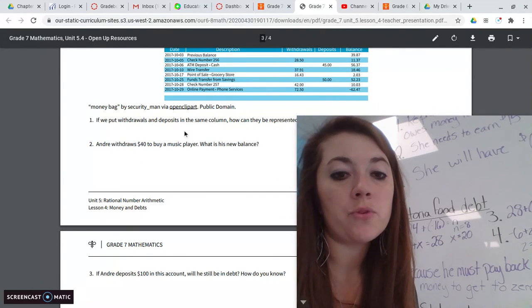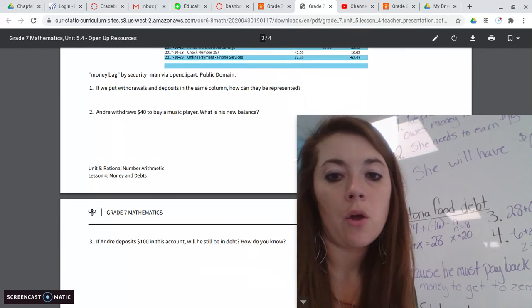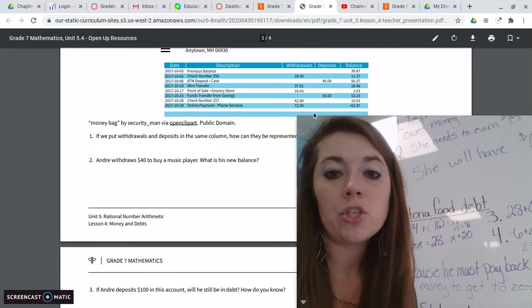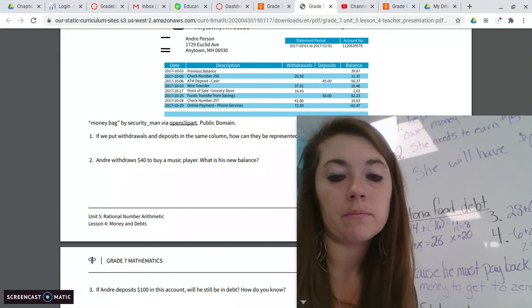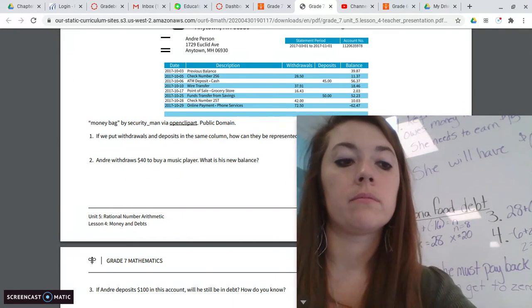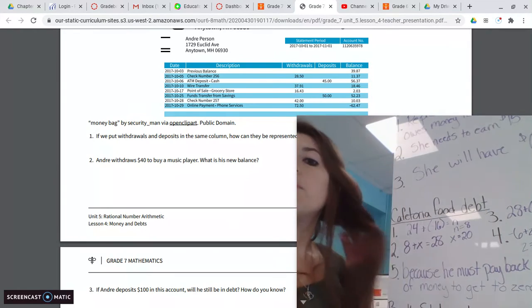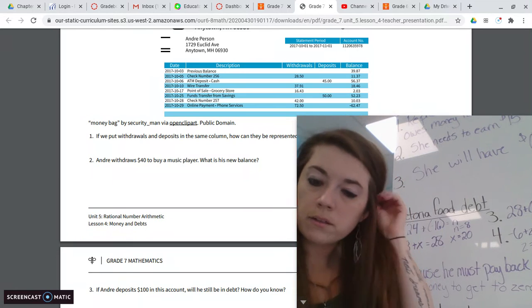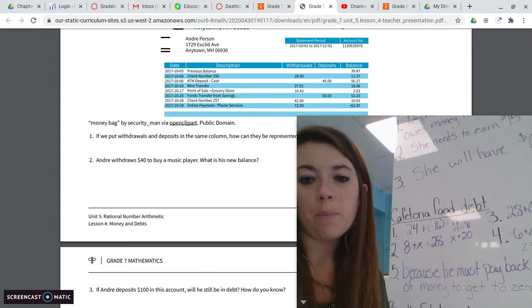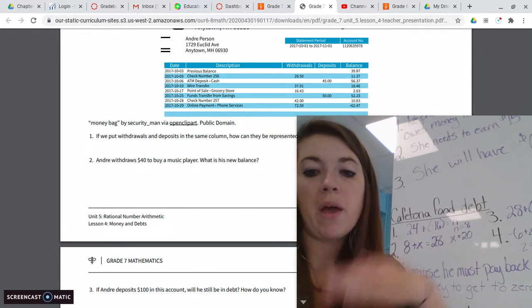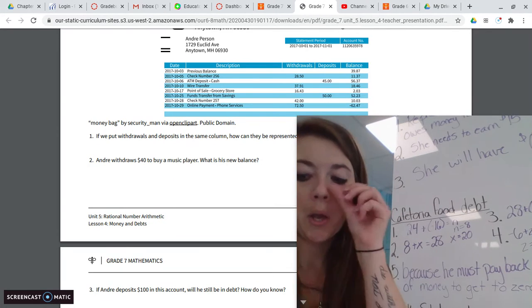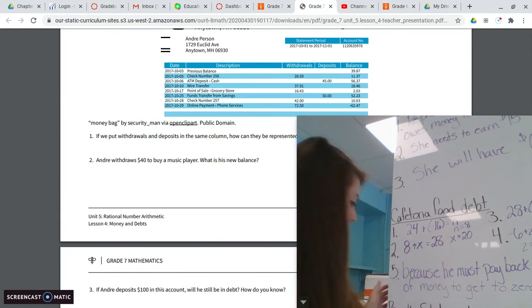So if we put withdrawals and deposits in the same column, how can they be represented? So rather than having 2 separate columns for withdrawals and deposits, what can we do instead to show that one's a withdrawal and one's a deposit? What do you think? What did we just talk about in terms of owing money, paying things? How do we represent that if we owe something or we've paid some amount, we've had something taken out? Negatives.